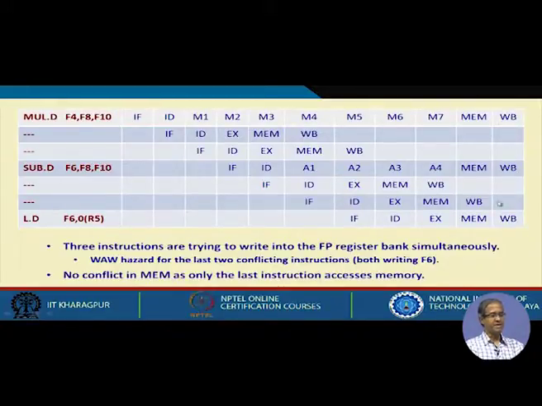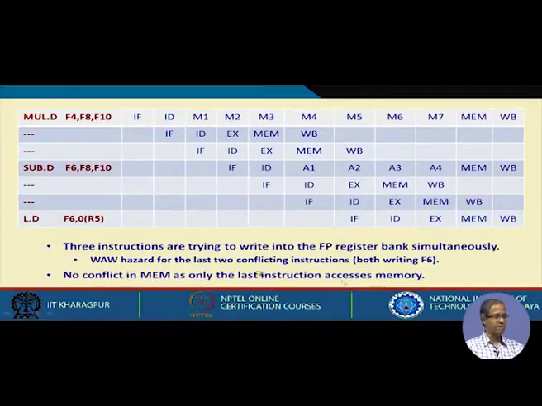So, there can be resource conflicts, a structural hazard in the WB stage. The first one is trying to write into F4, this one is trying to write into F6, and this one is also trying to write into F6. So, there is a conflict here, and this needs to be handled. These instructions should not be allowed to reach the WB stage at the same time. Okay. So, some stall cycles in WB also need to be inserted here.